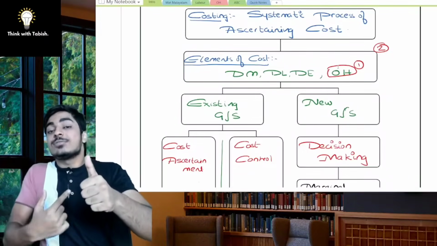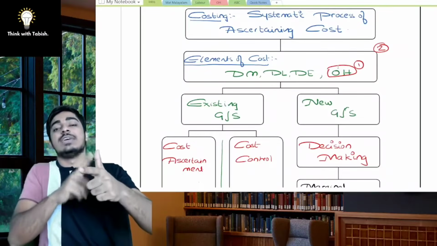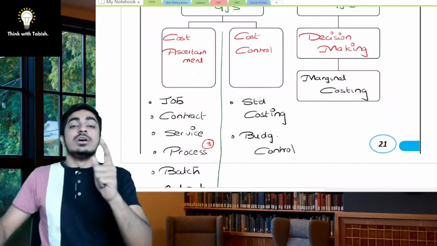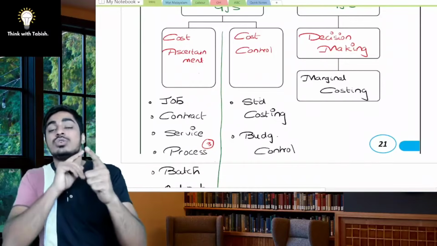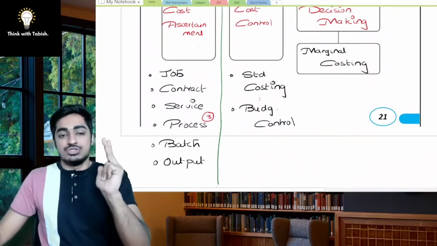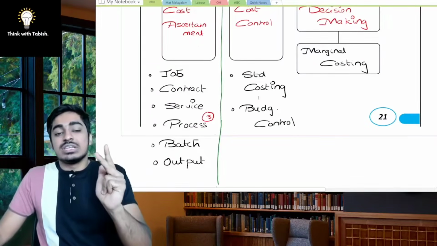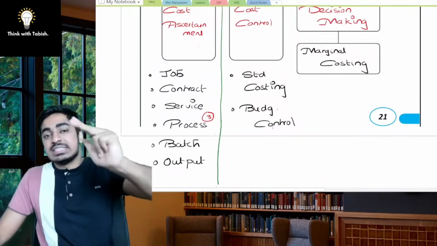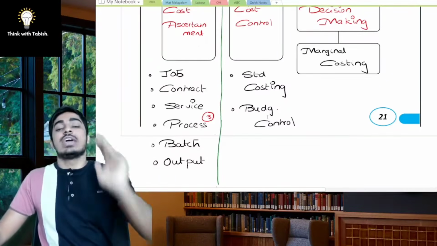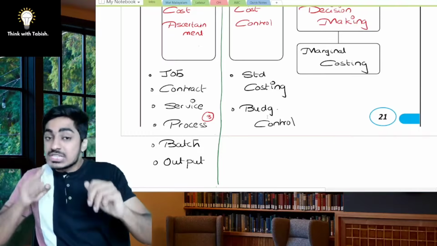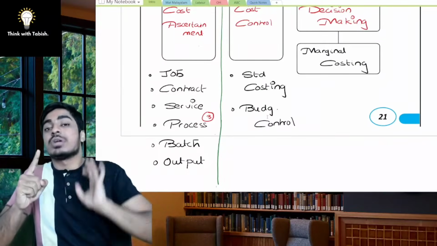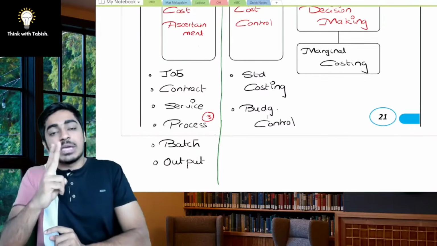To get details of cost, we have to record the cost. We have cost accounting. Cost can be done for existing goods or services. For existing goods or services, we want to calculate the cost. For that, we have methods of costing. We have job costing, batch costing, output costing. These three chapters are put in one single chapter. We have contract costing, we have service costing, we have process costing, 11 chapters. And in process costing, if multiple products emerge, we have joint product and by-product.